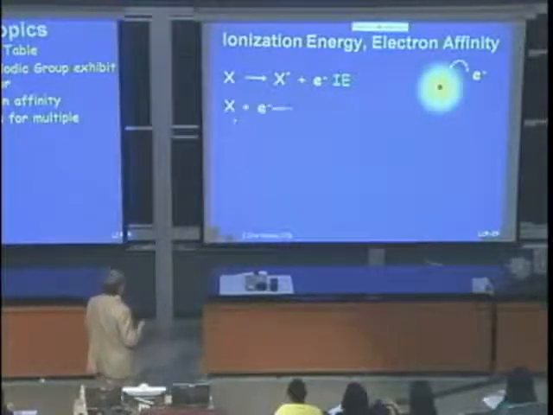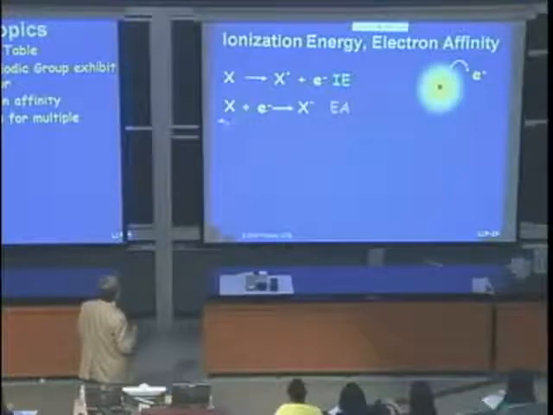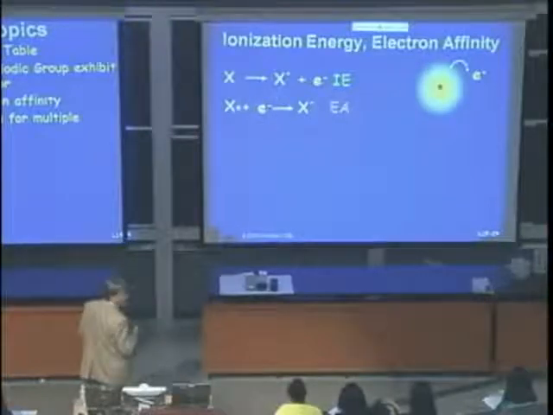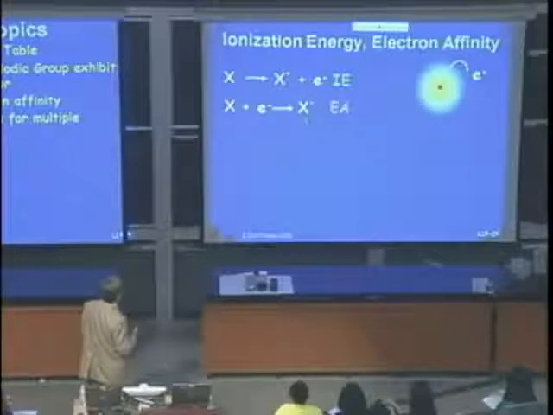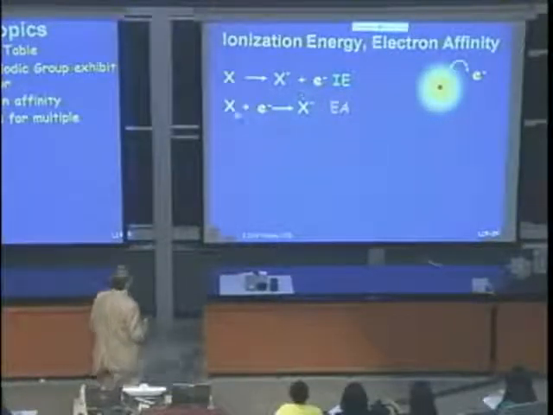And the opposite is electron affinity. Molecules or atoms that are electroaffine want electrons. They take an electron and incorporate it, and then they become, this is a cation and this is an anion. They become negatively charged. What does that mean?